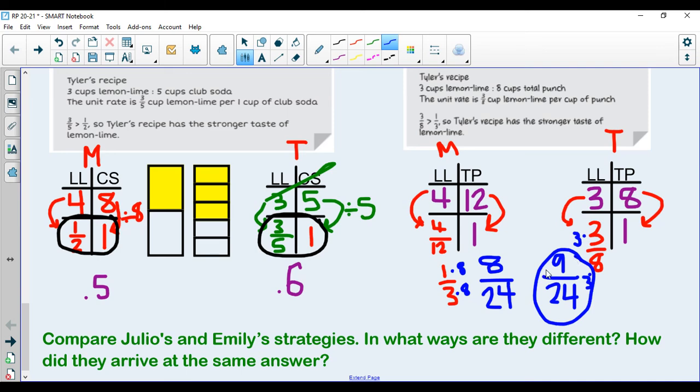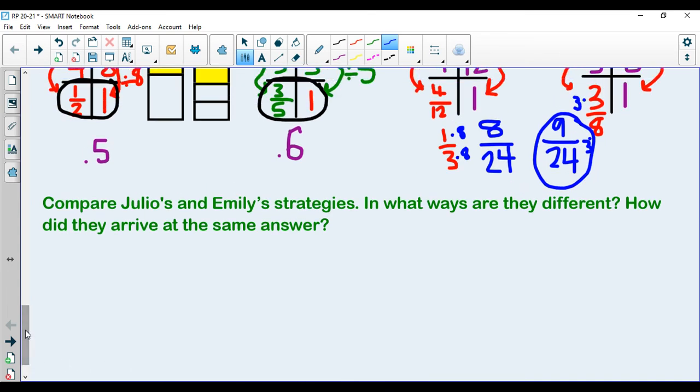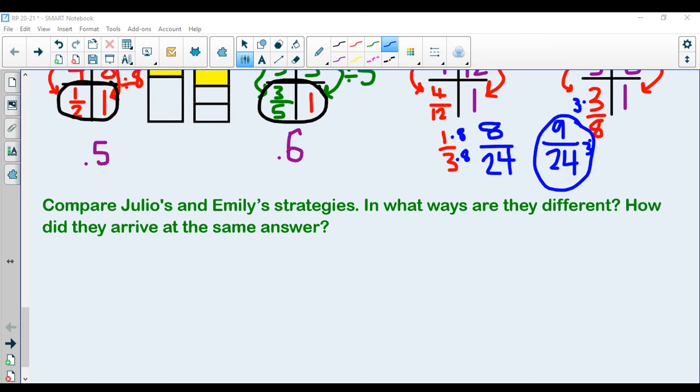You're going to compare Julio's strategy and Emily's strategies. In what ways are they different? And then how did they arrive at the same answer even though they used different strategies? Answer that in the Canvas box, the text box that you find on that assignment.